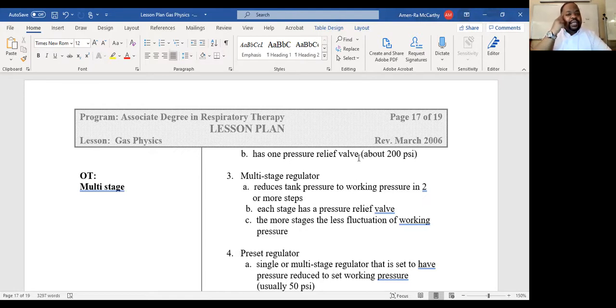If it is a triple stage regulator, it has what? Three pressure relief valves. Simple. If it's a double stage regulator, it has two pressure relief valves. That means it goes through one, brings it down a little bit, goes to another, and finally gets it down to 50. Okay?